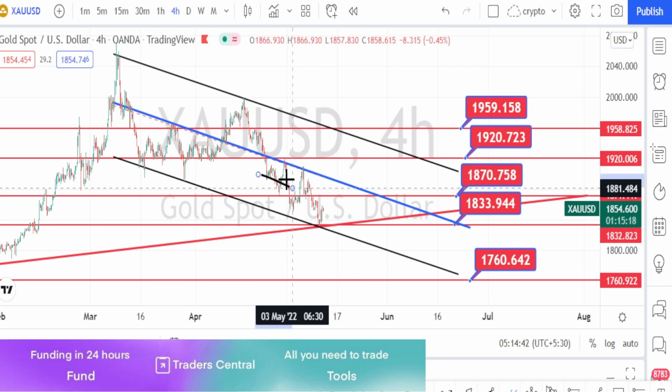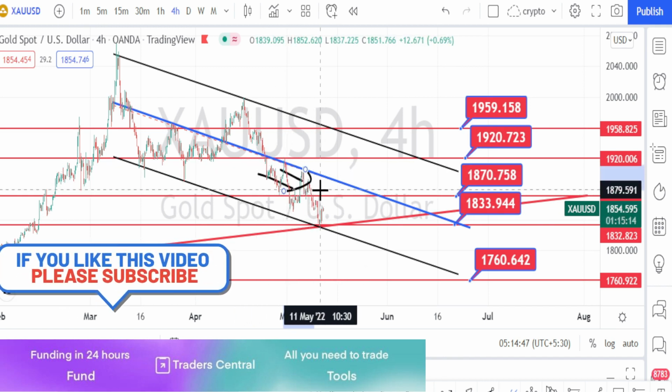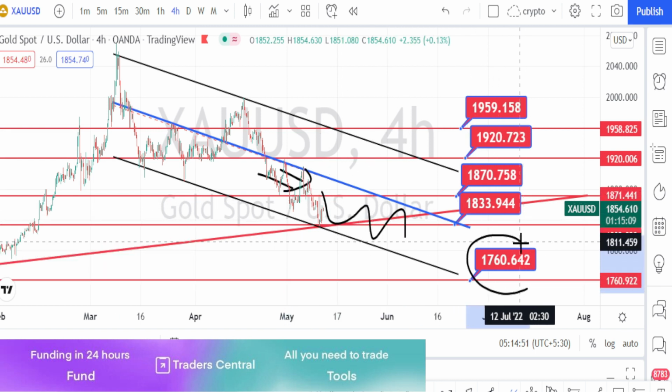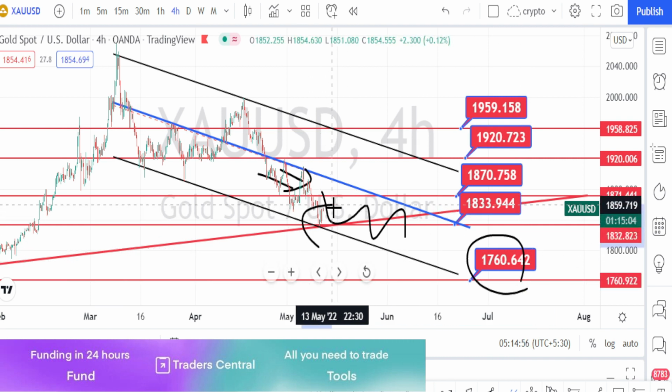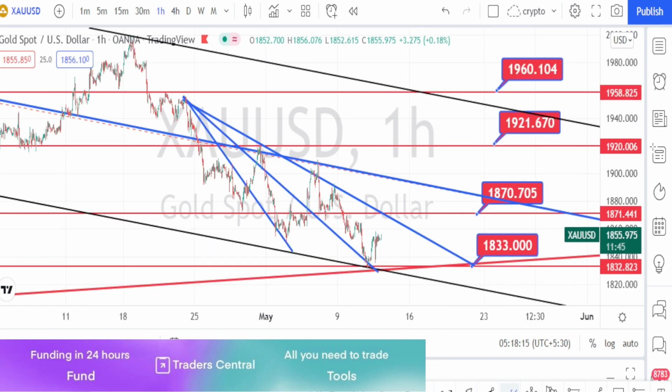And as long as the price action is trading within this bearish channel pattern, it will be the continuation of the bearish trend. So the next level of support is going to be 1760 from the daily time frame when it breaks this support level. Let us do the analysis in hourly time frame. I'm in hourly time frame now.